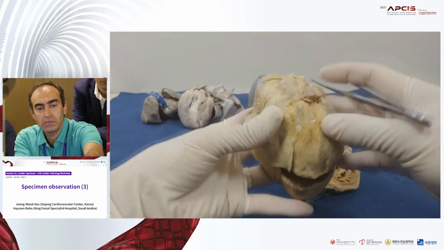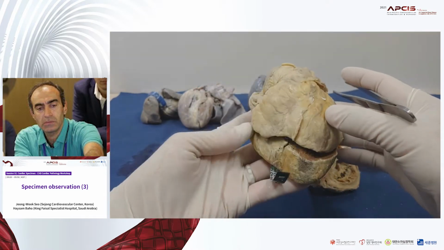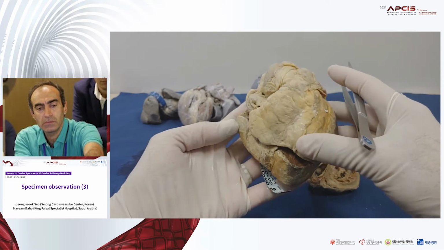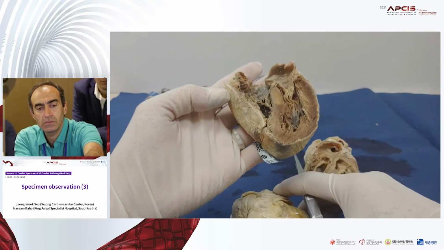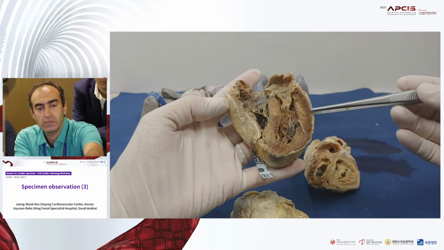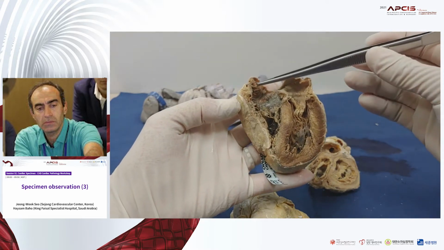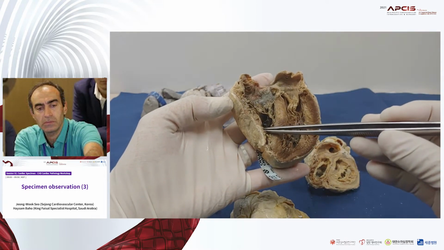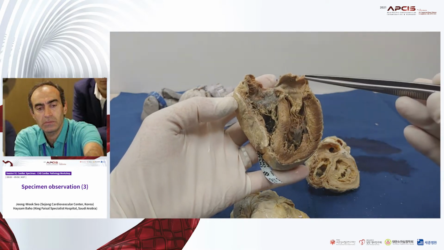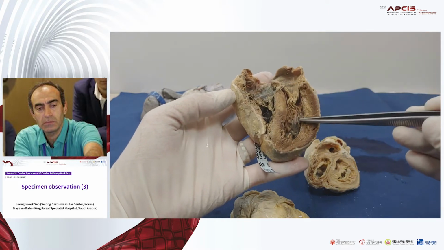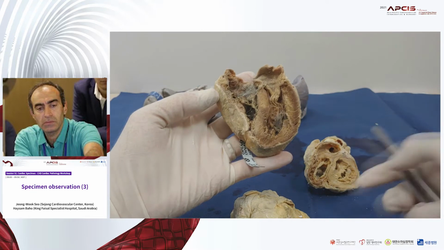The first specimen is a 4-chamber section of a normal heart. If we open it, we will see the posterior aspect of the heart. This is the right atrium and the right ventricle, and that's the tricuspid valve. And this is the left atrium, mitral valve, and the left ventricle.